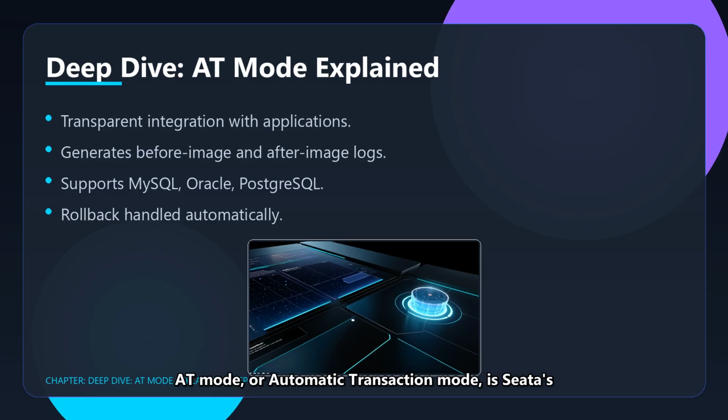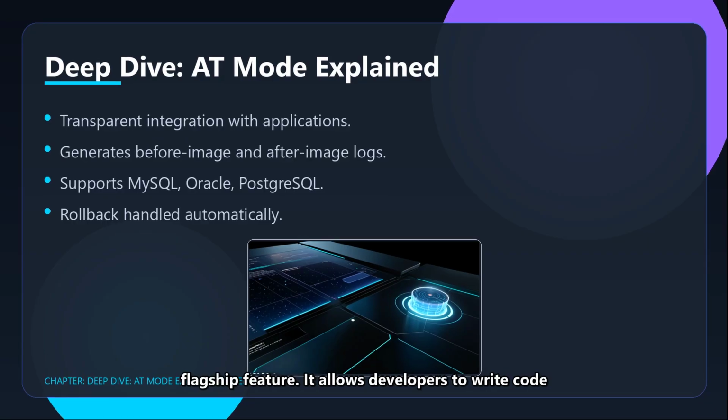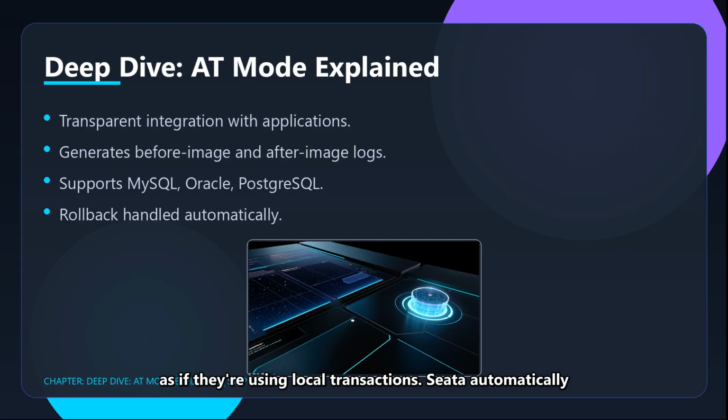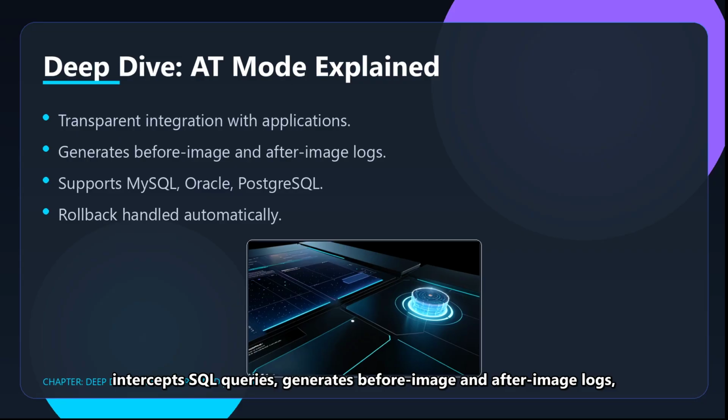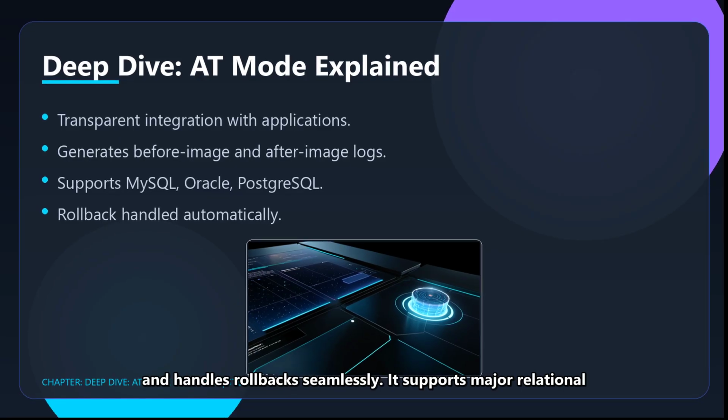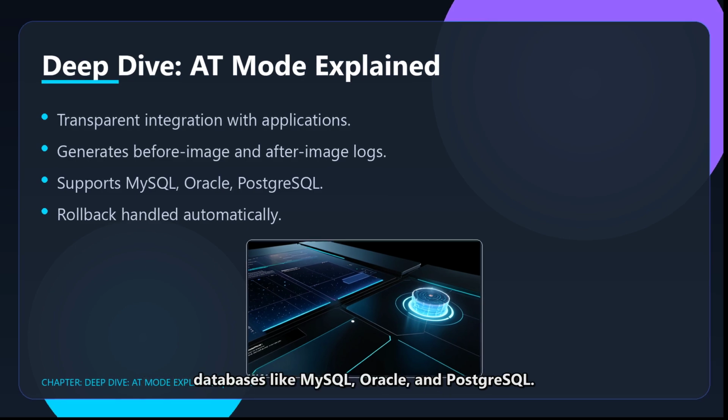AT mode, or automatic transaction mode, is Seata's flagship feature. It allows developers to write code as if they're using local transactions. Seata automatically intercepts SQL queries, generates before-image and after-image logs, and handles rollbacks seamlessly. It supports major relational databases like MySQL, Oracle, and PostgreSQL.